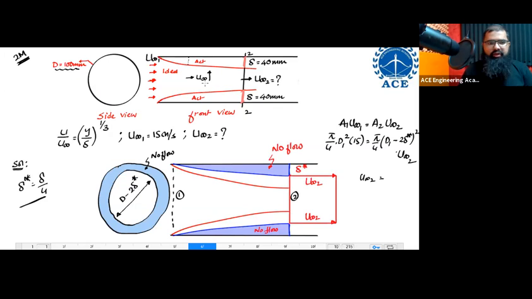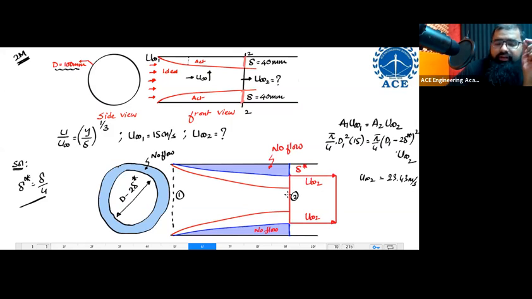Get me the value of u infinity 2 from here. It is 23.43 meters per second. Is this understanding clear to all of you?